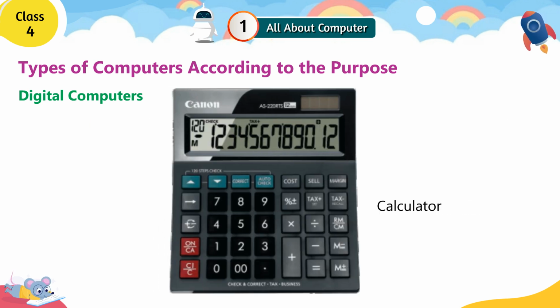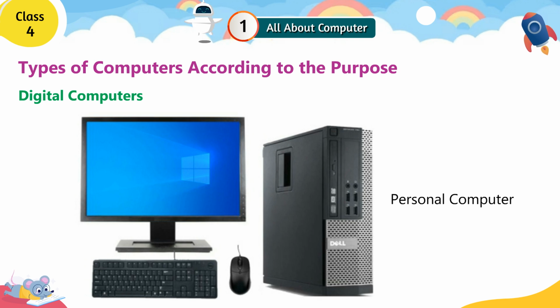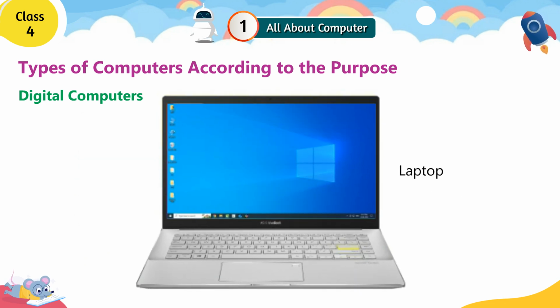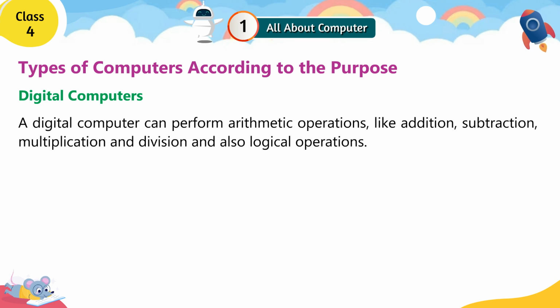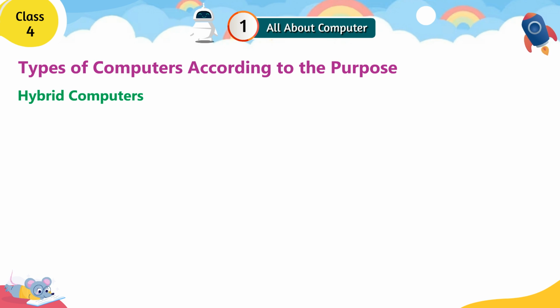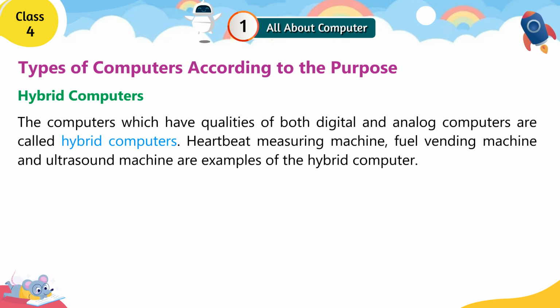Examples: smartwatch, calculator, personal computer, laptop. A digital computer can perform arithmetic operations like addition, subtraction, multiplication and division and also logical operations. Hybrid computers. The computers which have qualities of both digital and analog computers are called hybrid computers. Heartbeat measuring machine, fuel vending machine and ultrasound machine are examples of the hybrid computer.